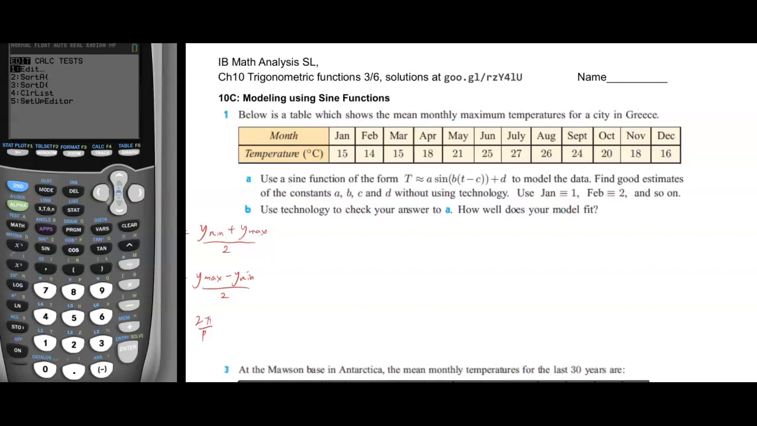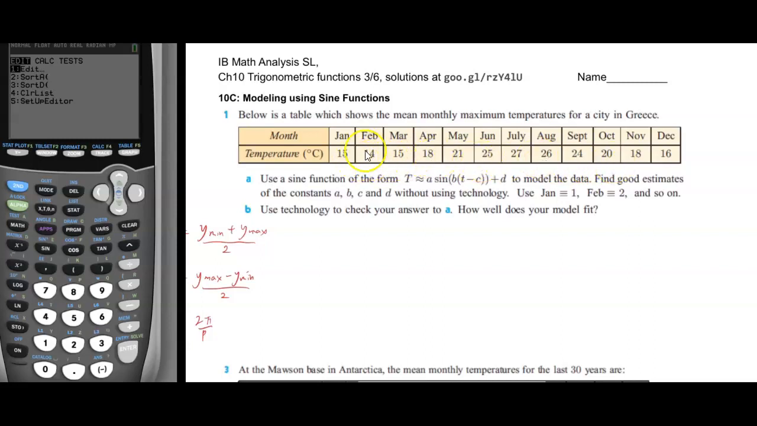Here we are on page 3 of trig functions. Below is a table which shows the mean monthly temperatures for a city in Greece. The x coordinates are given first, the y coordinates are given second as usual. The x coordinates are given in months, but we can translate the months to 1, 2, 3 instead of January, February, March, so that the numbers go from 1 through 12. The temperatures given are the y coordinates. Starts with 15, 14, 15, and so on.